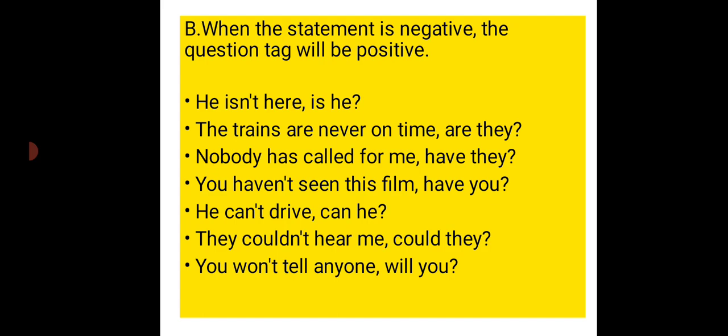He can't drive. Just like he cannot drive. You can see there is not there. So it's a negative statement. So you say, can he? All right. He couldn't hear me. Could they? They couldn't hear me. Could they? So even if you say he couldn't hear me, you say, could he? So could not will go with could. Do you understand that?